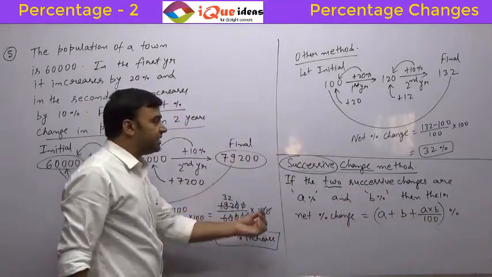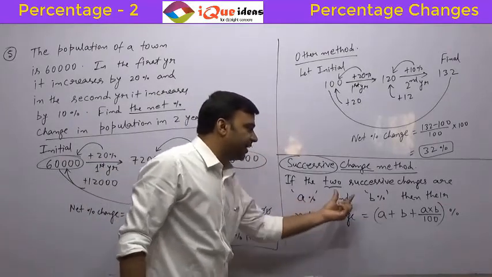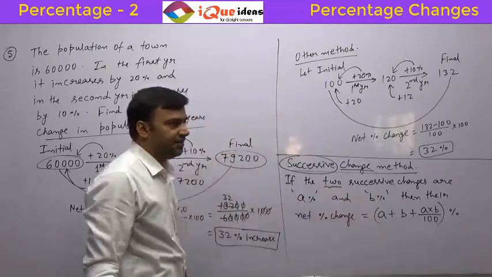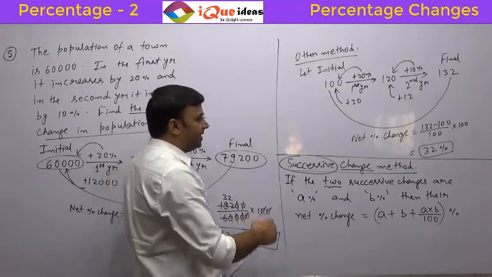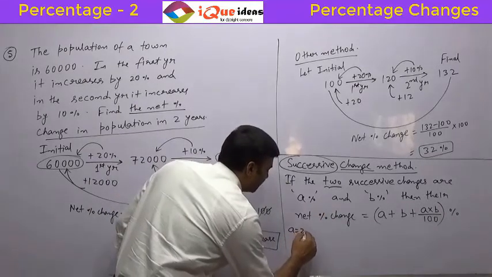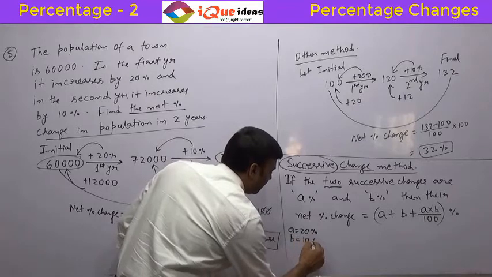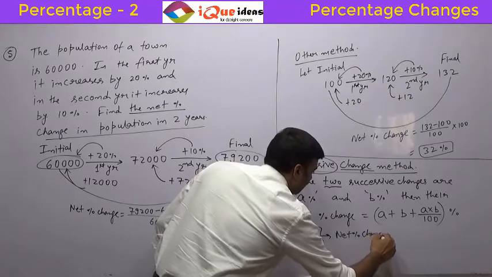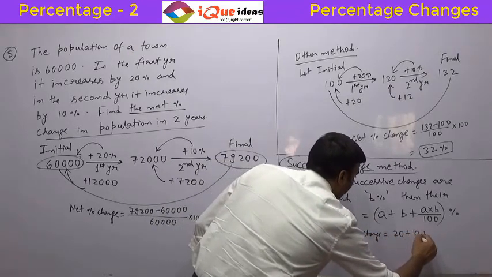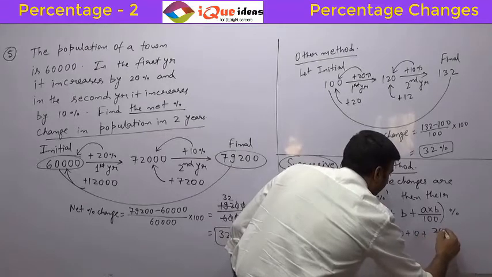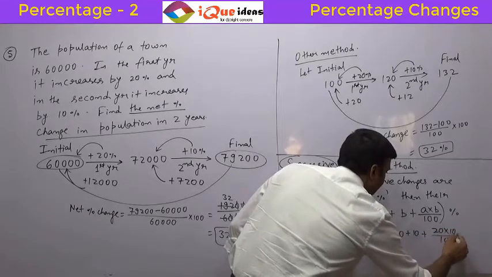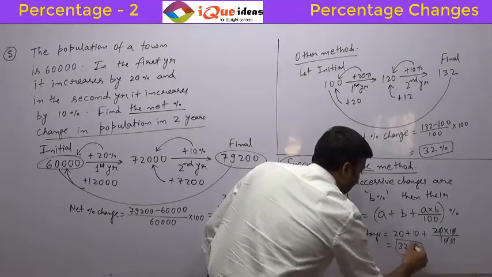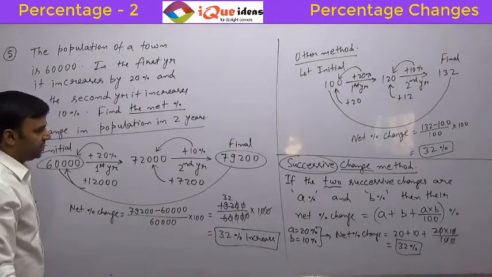You have to be really careful about the sign of A and B. If A and B are increments, they will be positive. If A and B or any one of them is decrease, they have to be taken as negative value. That's it, right? So if you apply in this case, here A is given as 20%, B is given as 10%. So straight away their net successive change or net percentage change in this case will be 20 plus 10 plus 20 into 10 by 100. Alright. So 0 and 0 cancel. This gives us 2. 20 plus 10 is 30 plus 2 is 32%. So this is one very beautiful situation that this gives us.